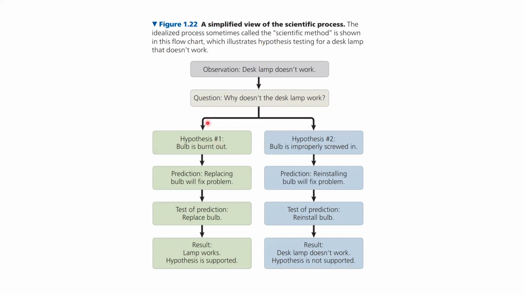You started off with two different hypotheses of what could have gone wrong with the lamp, and then you go and test it out. And then once you get to the results of your testing, you go back and see, does it fit with my hypothesis? And you see here that on the left, with the bulb is burnt out hypothesis, once we replace the bulb, the hypothesis works because the lamp works. And then hypothesis number two, the hypothesis is not supported.